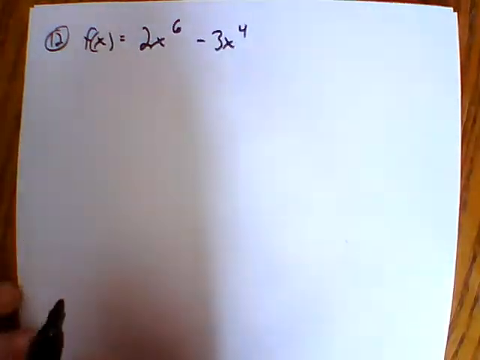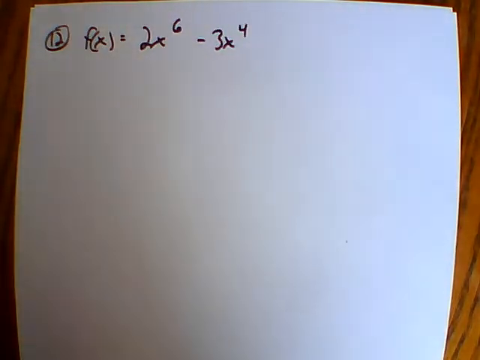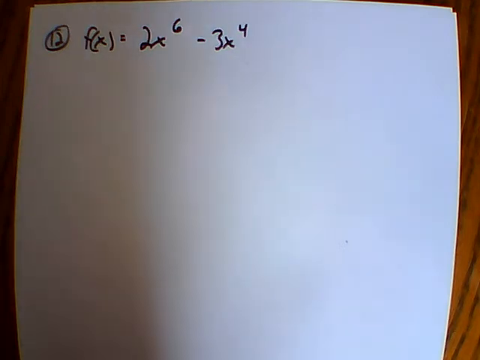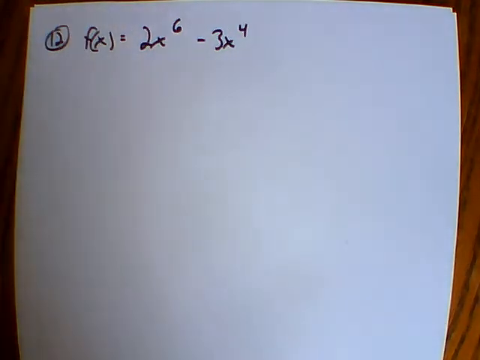We look at some examples from section 4.3. We'll start off with number 12. On number 12, they tell us that f of x equals 2x to the 6th minus 3x to the 4th. It tells us to sketch a graph of the following polynomial, identify local extrema, inflection points, x and y intercepts when they exist.